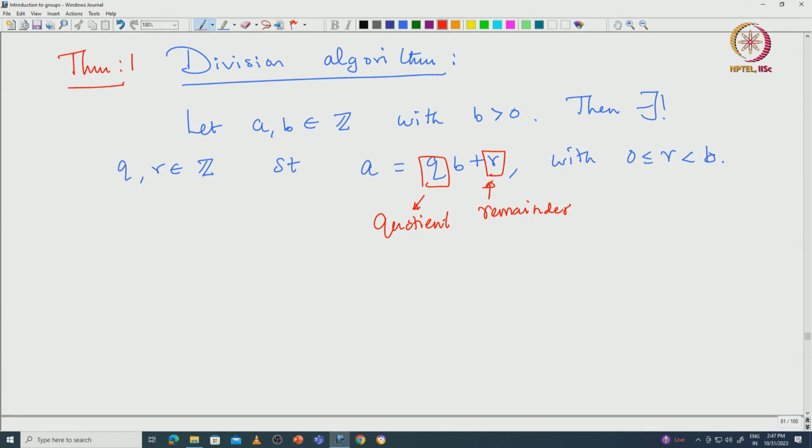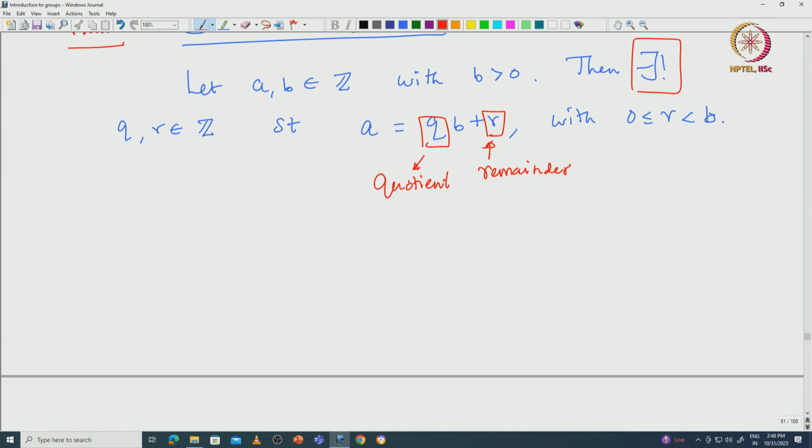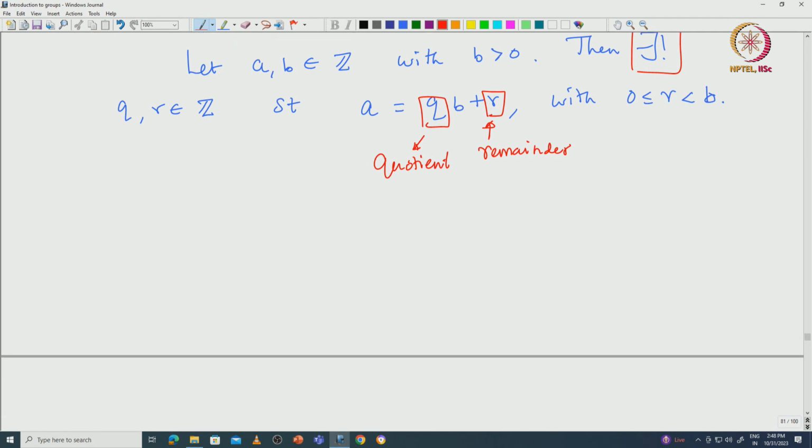Okay. And both these numbers are unique, satisfying this property. So, the uniqueness is fairly obvious. This is something I did in the earlier lecture, but I gave a different proof for this fact. Here I am going to give another proof, which actually makes use of the coset that you define using A and B.